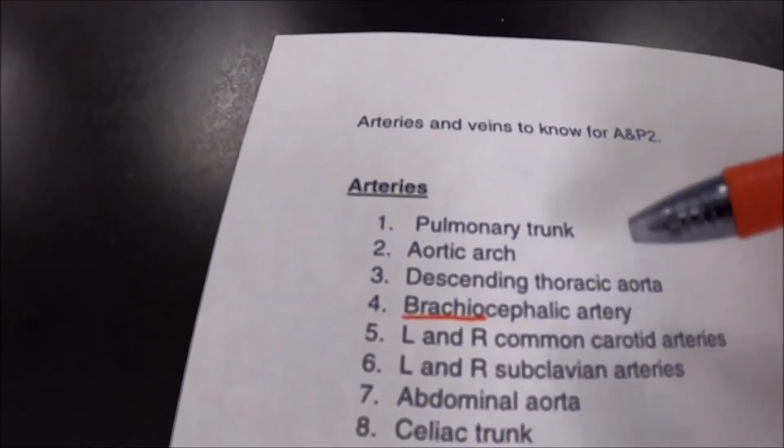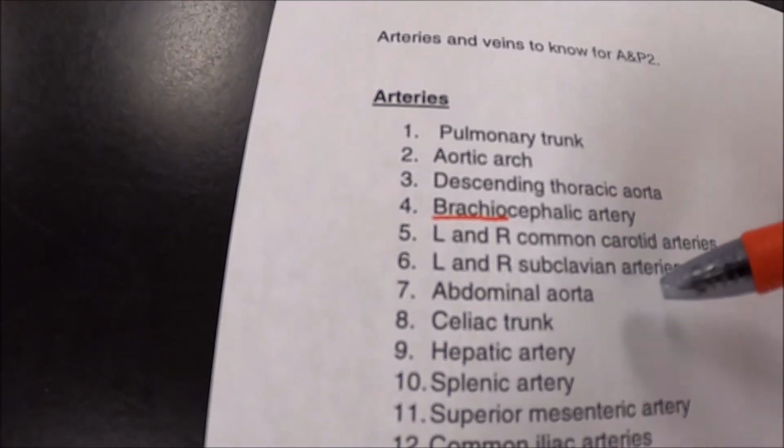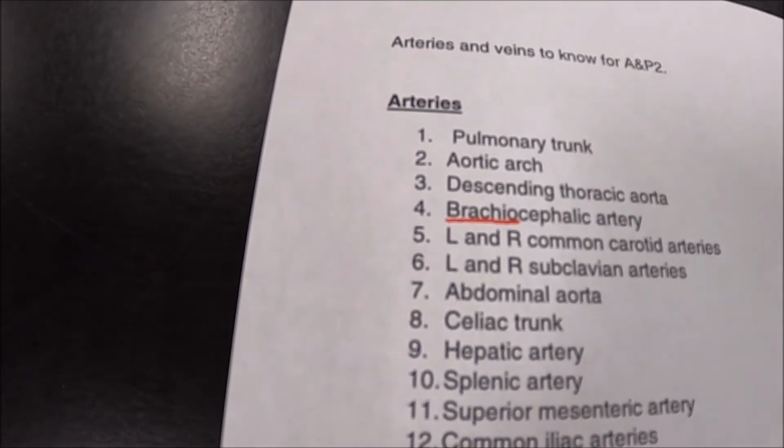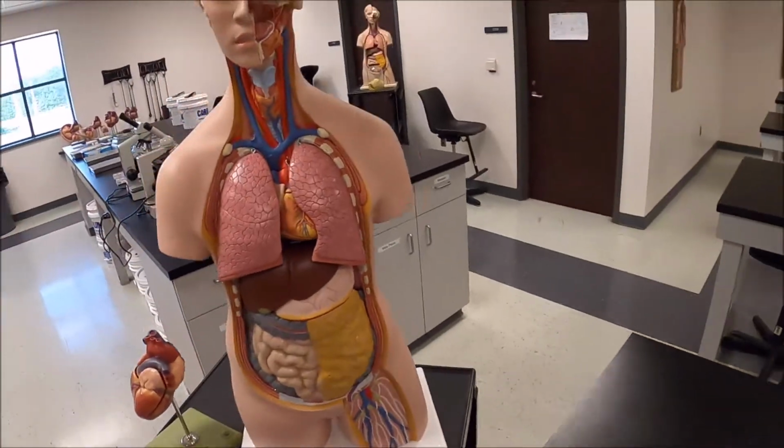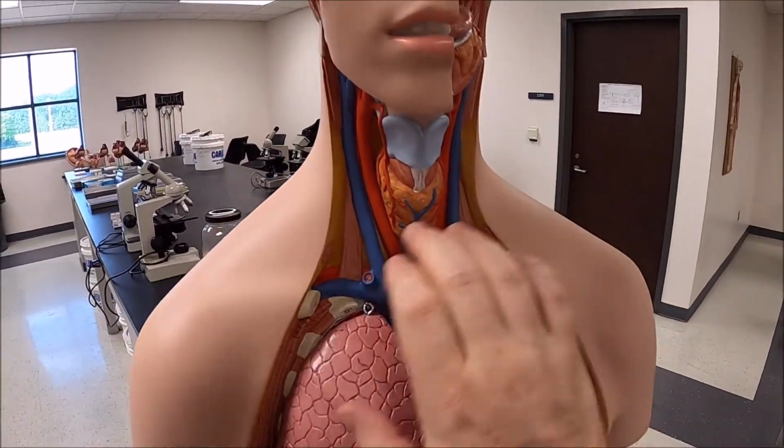And let's see, common carotids. Then we have our left and right subclavian arteries. Again, subclavian, that would be below the clavicle. You've got to think about what part of the body we're dealing with here. Okay, we're in the shoulders.